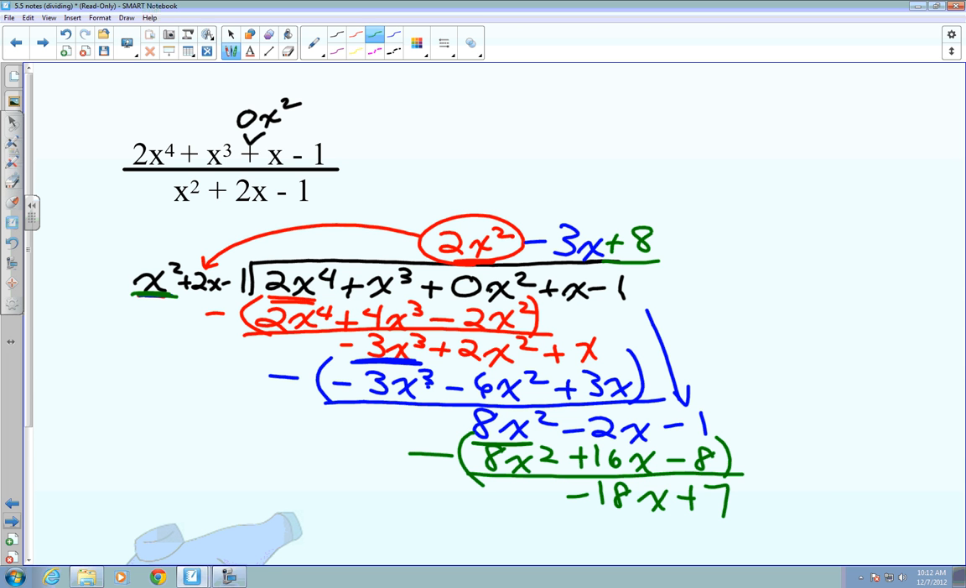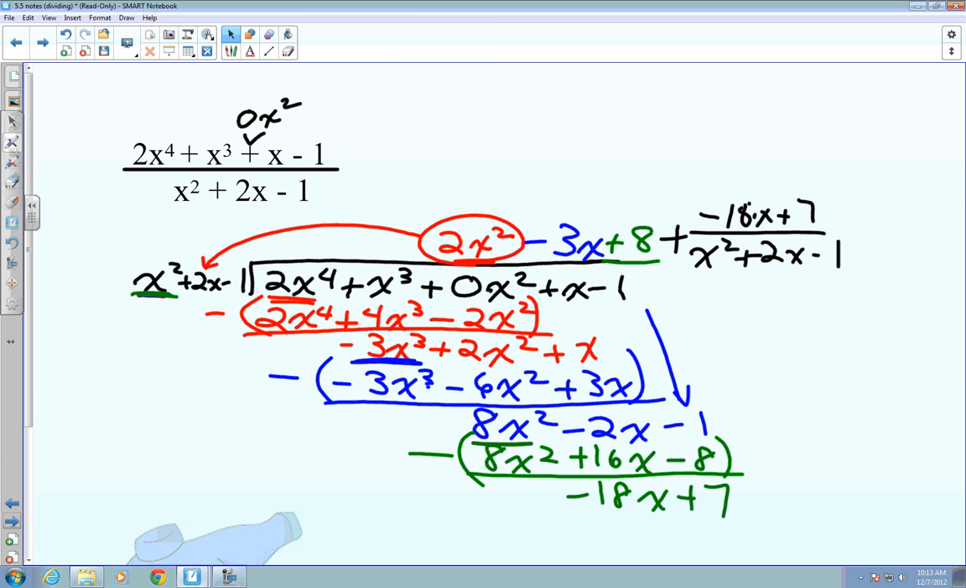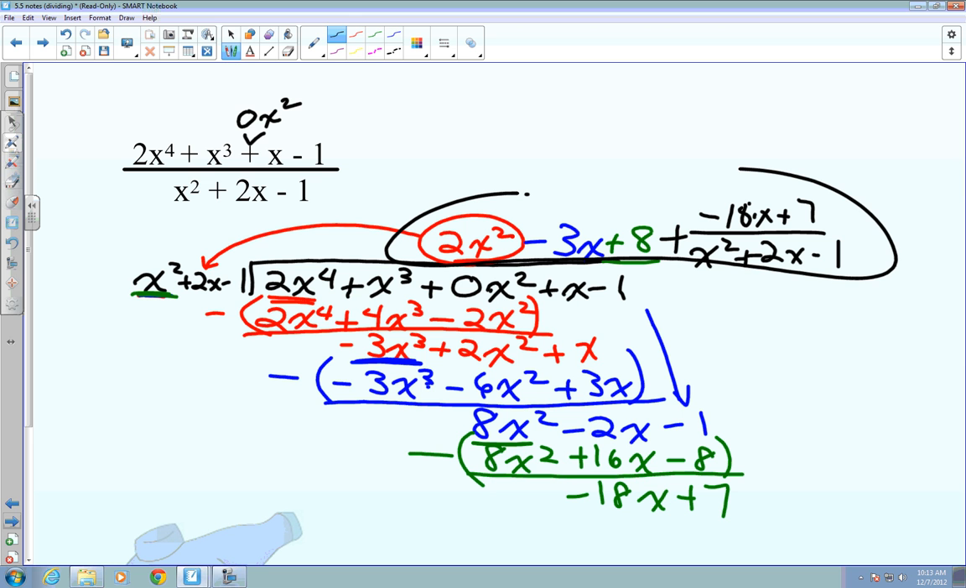Okay, so now I look here, x squared can't go into this because this is minus 18x, so that's my remainder. So I bring this whole thing up here to the top and I say plus a minus 18x plus 7, divided by x squared plus 2x minus 1. Okay, so questions? Okay, that's the only new part today.